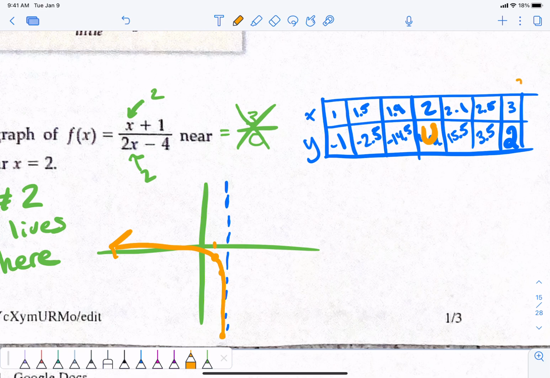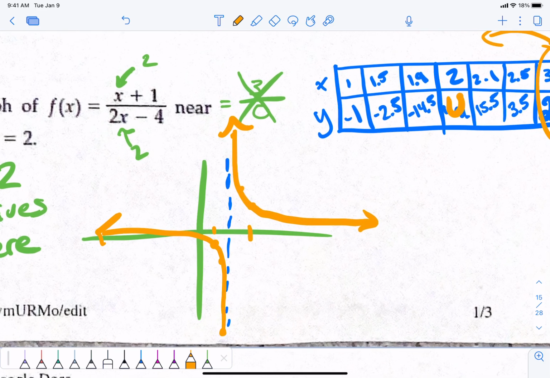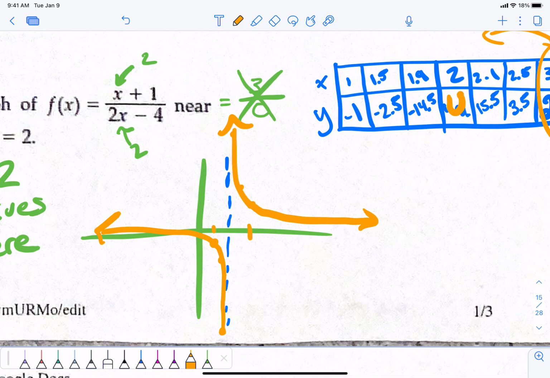Now on this side, let's start from 3, 2, and let's work our way back this way. 3 is at 2 right here. At 2.5, which is in the middle, it's up at 3.5, and then at 2.1, it's at 15. Do you see what's happening there? He's a boomerang. He's doing like one of those, right? So those numbers should get larger the closer you get to that vertical asymptote of 2.